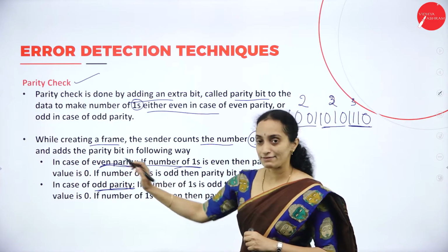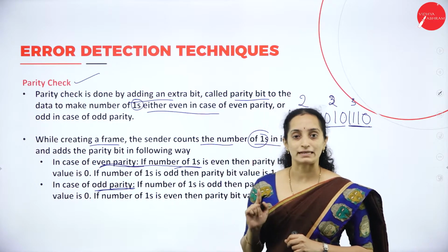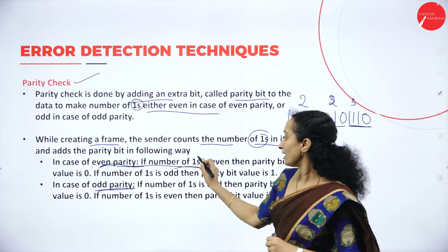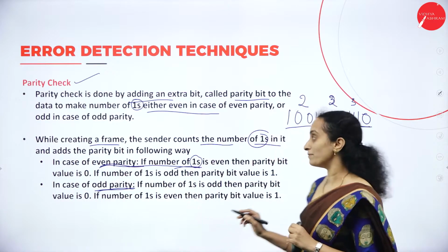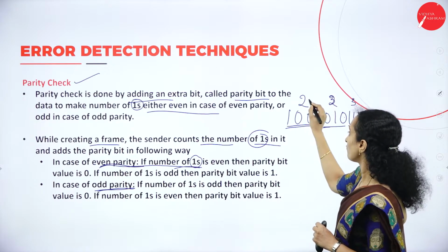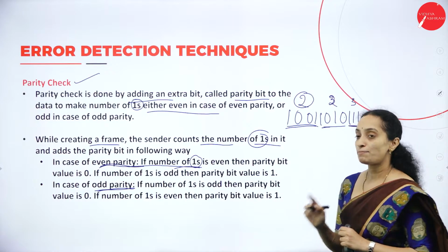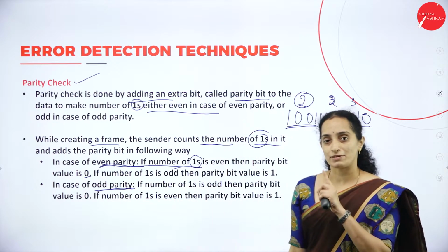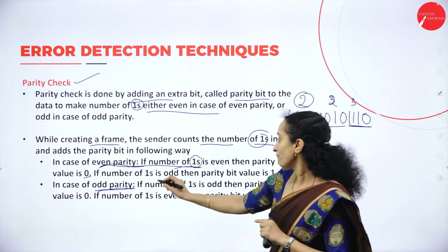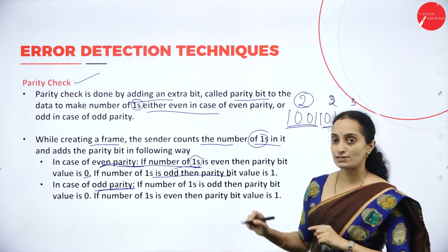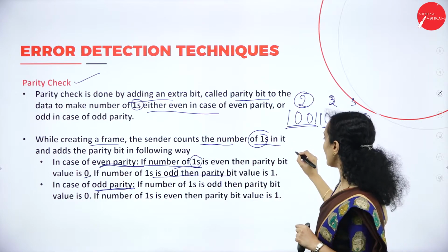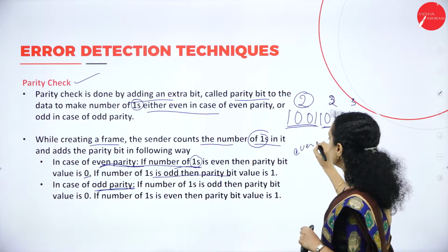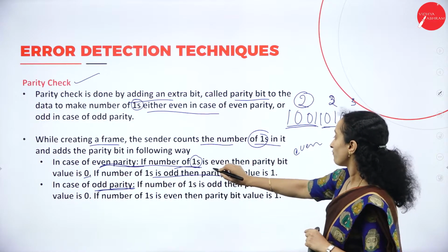What happens in even parity: if you have implemented the even parity technique, and the number of ones in a frame is even, the parity bit is set to 0. If the number of ones is odd, if I have taken even parity, the number of ones should be even.